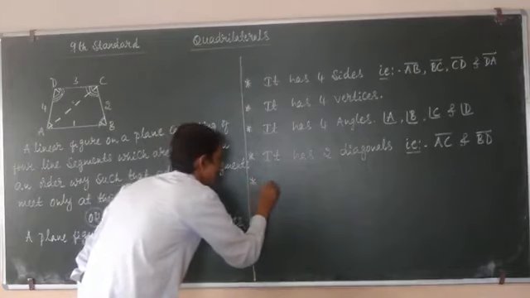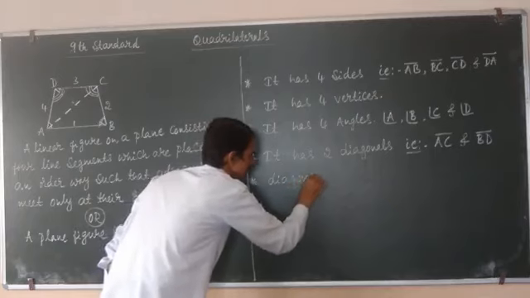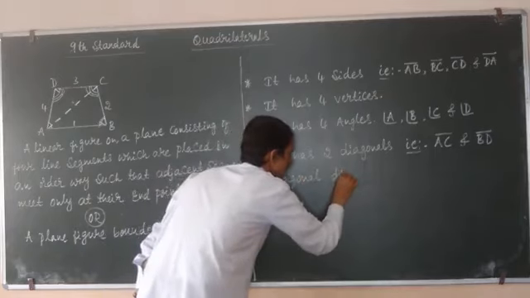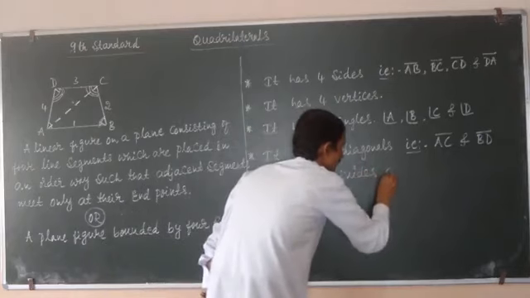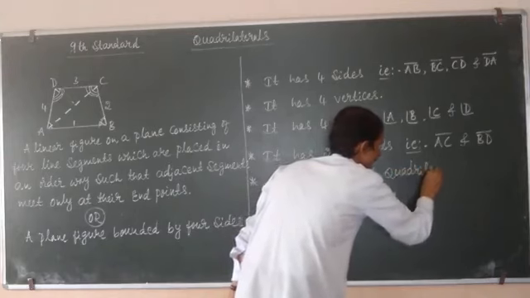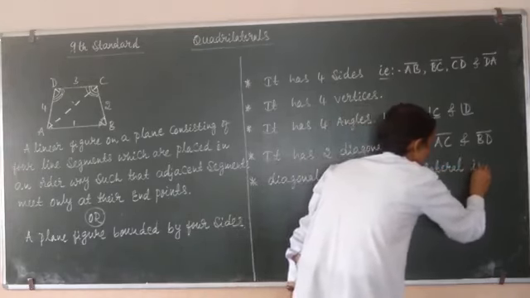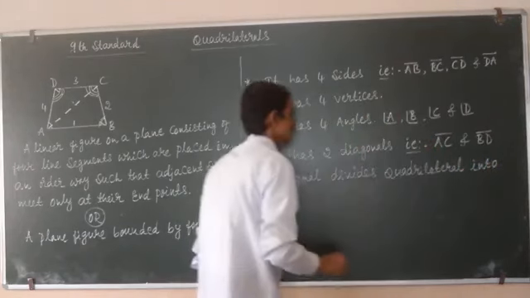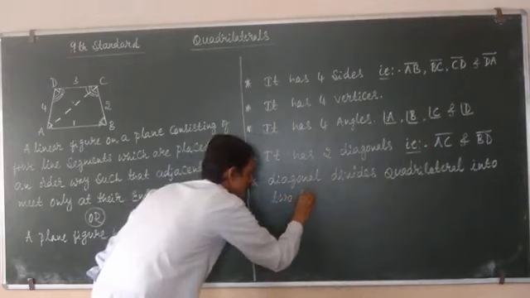Diagonal divides quadrilateral into two triangles.